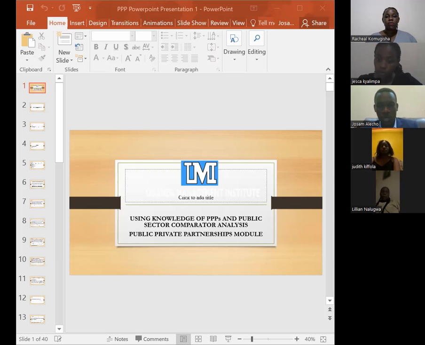Allow me to go ahead and define what public sector comparator is. So this is basically a tool that is used by governments globally in determining the proper service provider for a public sector project. Through public sector comparator, the government is able to test whether a private investment proposal offers value for money in comparison with the traditional procurement. So in other words, the PSC, or the public sector comparator, provides a benchmark for estimating value for money from other alternative bids. Yes, that is what I can say about that.